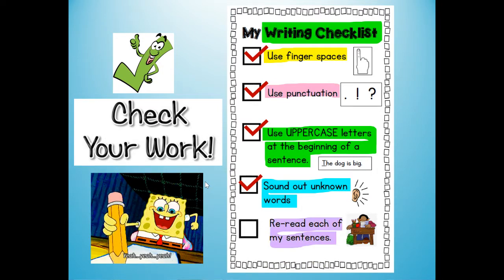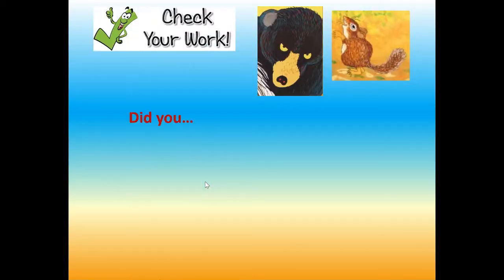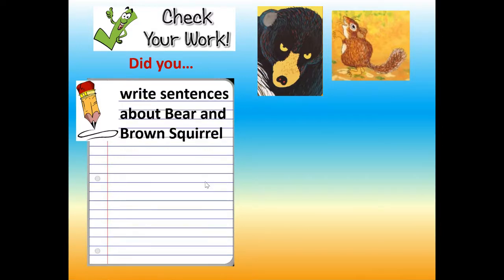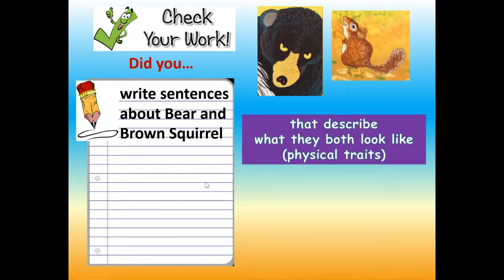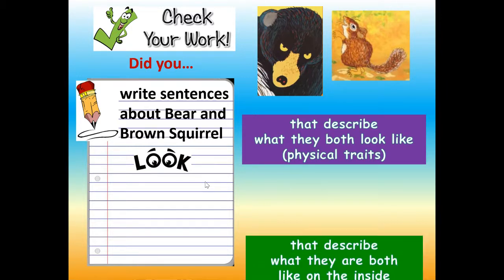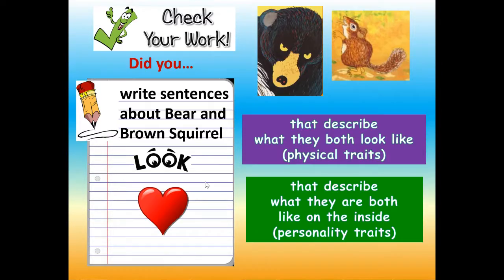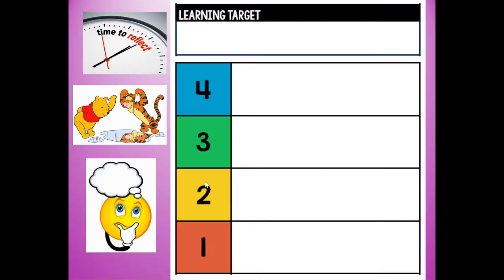And my favorite is go back and reread each of your sentences that describe Bear and Brown Squirrel. So if you need to push pause, make sure you have these things from the writing checklist in your own writing. And then when you're ready to join me, push play. All right, check your work. Did you write sentences about Bear and Brown Squirrel that describe what they both look like, their physical traits? And did you write sentences about Bear and Brown Squirrel that describe what they are both like on the inside, their personality traits?